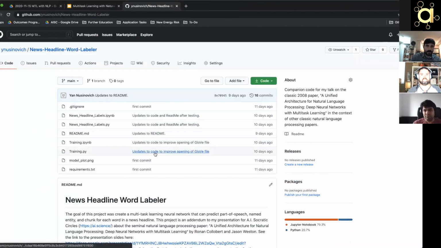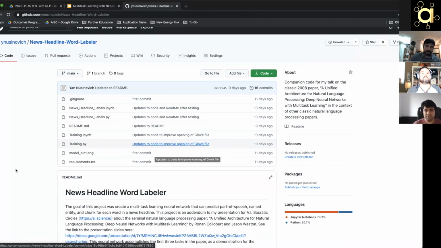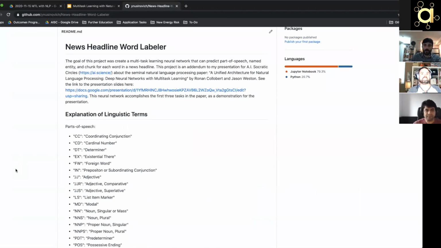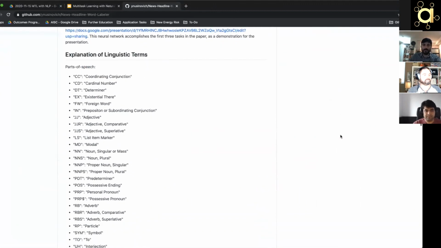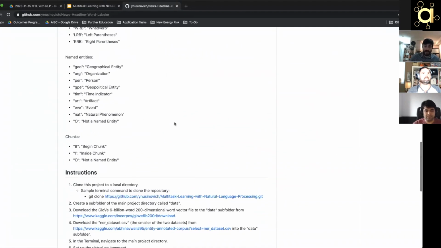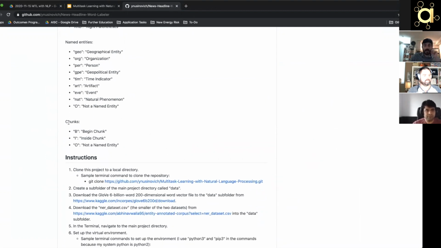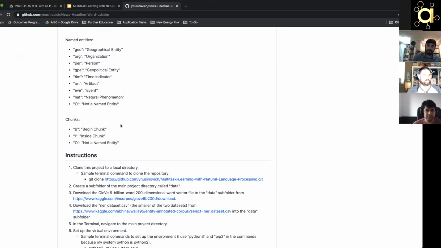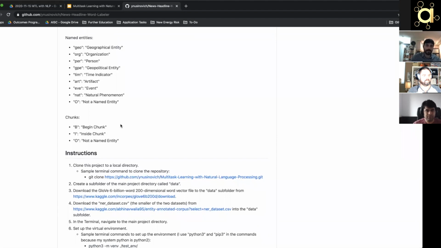And can you guys see the screen? Okay, good. So really, just real quick, I'll go over it. It explains what the code is, what the different linguistic terms are. There's actually a lot more parts of speech than I mentioned, and more named entities. And then the data set I used only had chunks for the named entities and only had beginning or inside. It didn't have the noun phrases and verb phrases, so I just did that part.